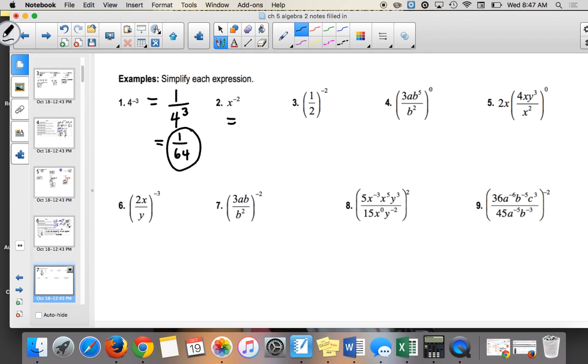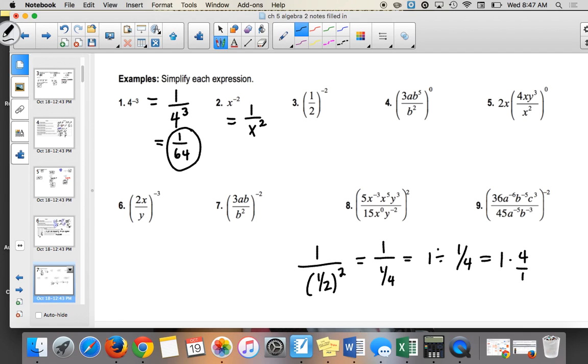All right, so x to the negative 2. I get 1 over x to the positive 2, right? But if I already have a fraction for my base, it's not easy to do 1 over a fraction. So you could do it this way where you say 1 over 1/2 to the positive 2. That's kind of gross. It takes a long time. It would work. You'd get 1 over 1/4. 1 divided by 1/4 is 1 times 4 over 1, which gets you 4. But that's a lot of work. So the easiest way to do these ones is to flip the base.